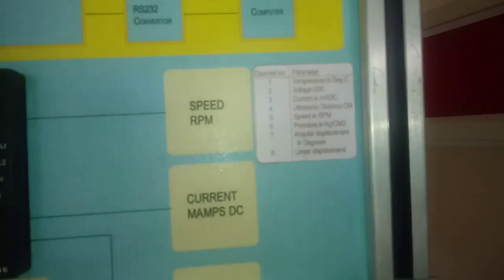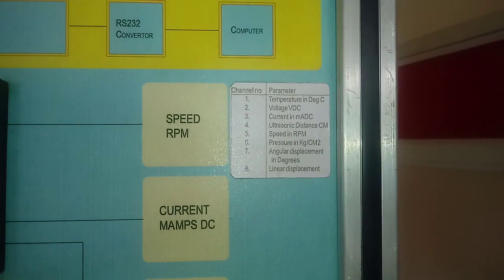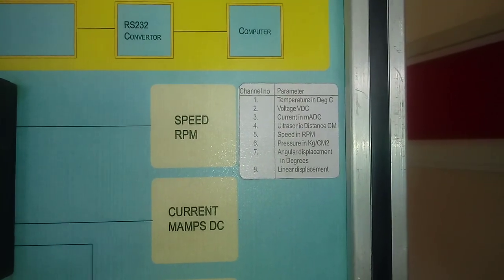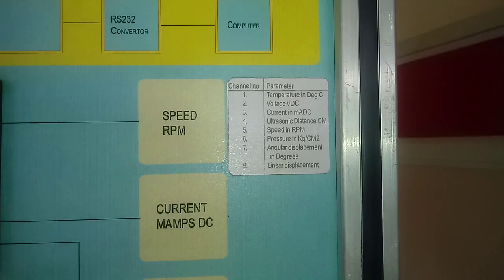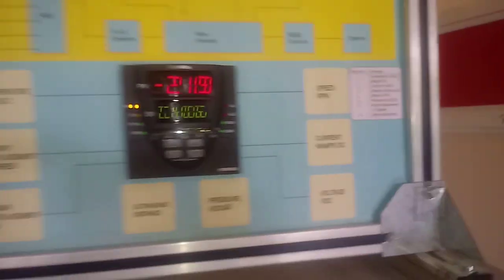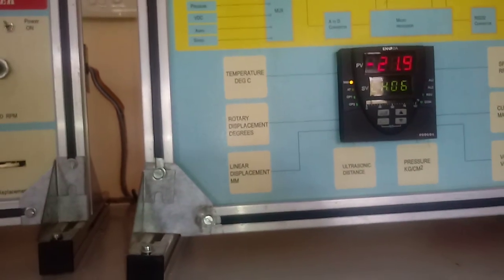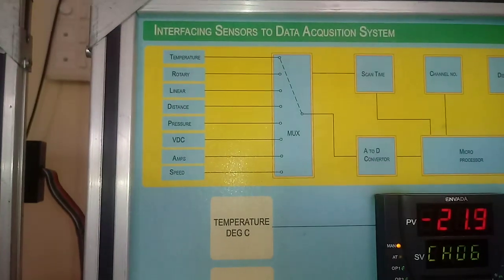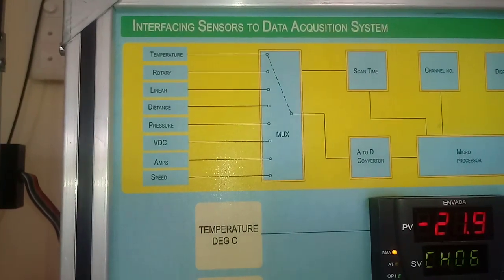This is the list of those channels. The pressure sensor, then the temperature sensor. Temperature is channel number 1, voltage is channel number 2, then current is channel number 3, up to linear displacement, channel number 8. So how does this work? We have all channels coming together. You can see it in this diagram, which is given on this setup.